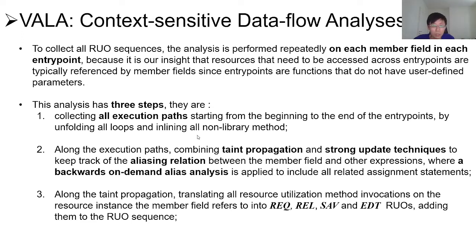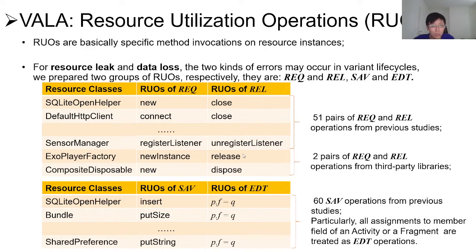Here, the IOs are basically method invocations on resource intents. And for the two kinds of resource utilization errors, we define four kinds of IOs. They are IQ, IEL, SAV, and ETT operations. We collect these IOs from previous works and frequently used third-party libraries.